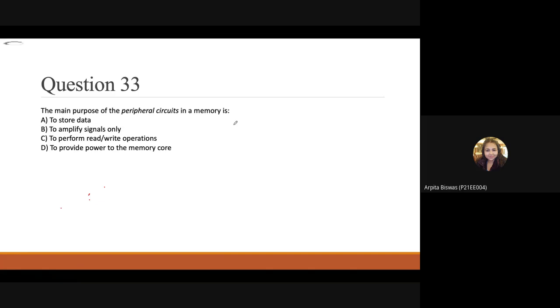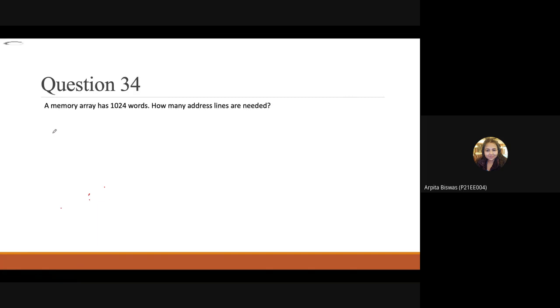This is question number 33. The main purpose of a peripheral circuit in a memory is option A, to store the data, option B, to amplify the signals only, option C, to perform the read or write operations, and option D, to provide the power to the memory core. Read and write. Yes, option C is the right answer, to perform the read and write operations.